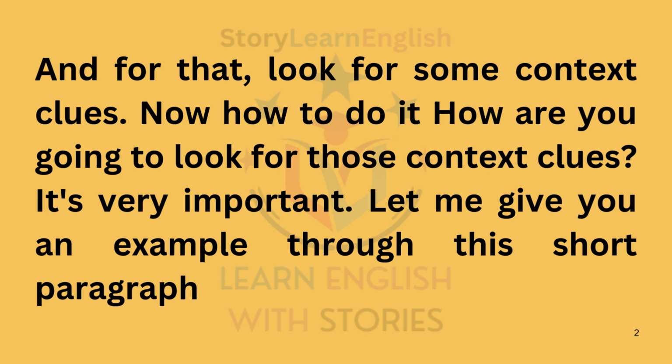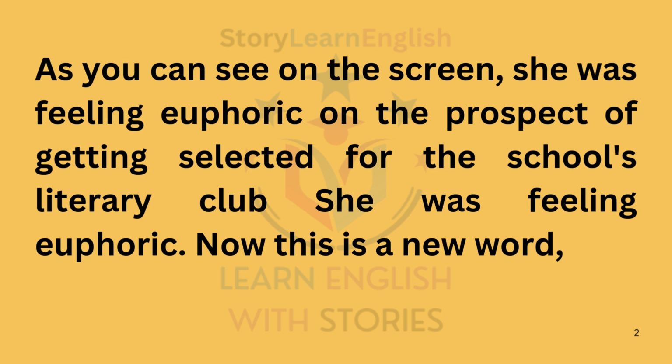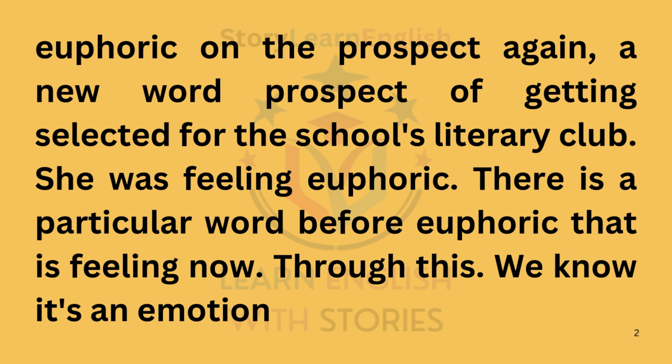Now, how to do it? How are you going to look for those context clues? It's very important. Let me give you an example through this short paragraph. As you can see on the screen, she was feeling euphoric on the prospect of getting selected for the school's literary club. She was feeling euphoric. Now this is a new word, euphoric. On the prospect, again a new word, prospect of getting selected for the school's literary club.